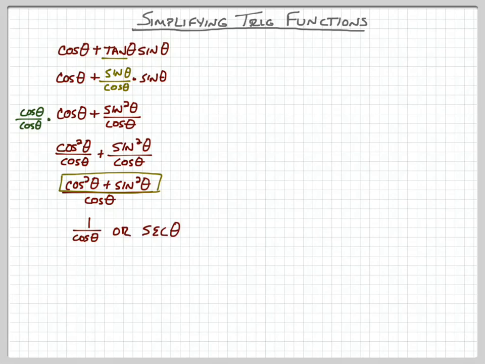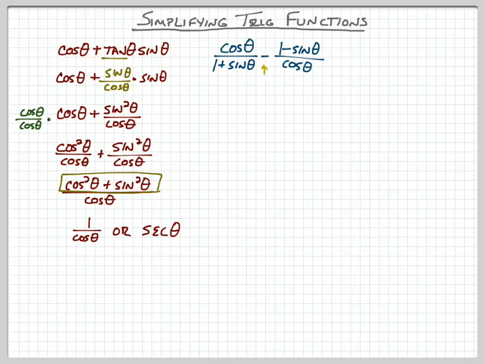Let's look at a slightly more complicated one. We're going to look at cosine theta over 1 plus sine theta minus 1 minus sine theta over cosine theta. We're already in our sine and cosine base values. So what do we do with this? Well, we might think, hey, let's cross multiply, but this minus sign is not an equal sign, so you can't really cross multiply.